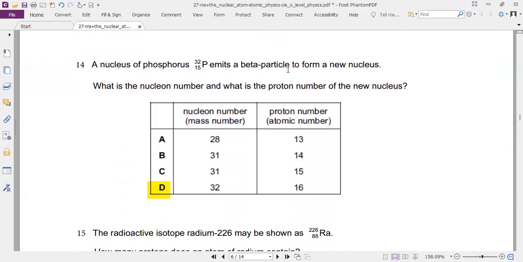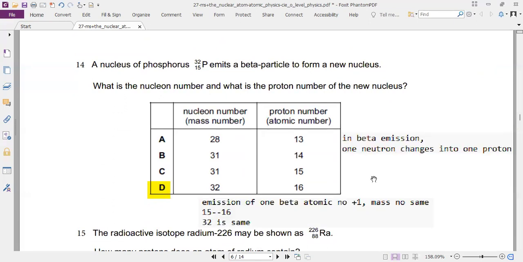P-15 emits a beta particle. In beta emission, 1 neutron changes into 1 proton. So emission of beta means the atomic number goes up by 1 with no change in mass number. So 15 changes into 16 and 32 remains the same, and D is the correct choice.